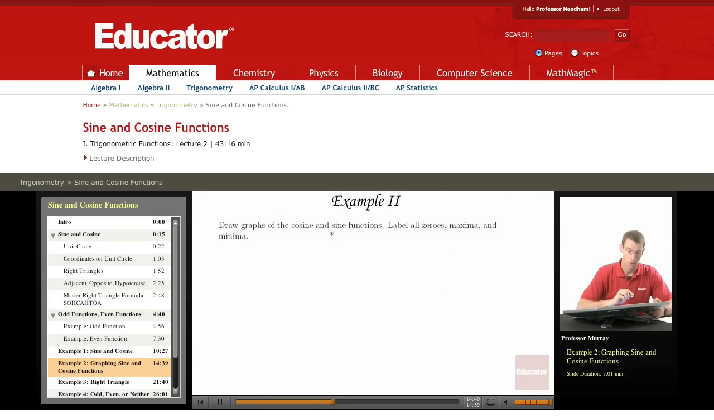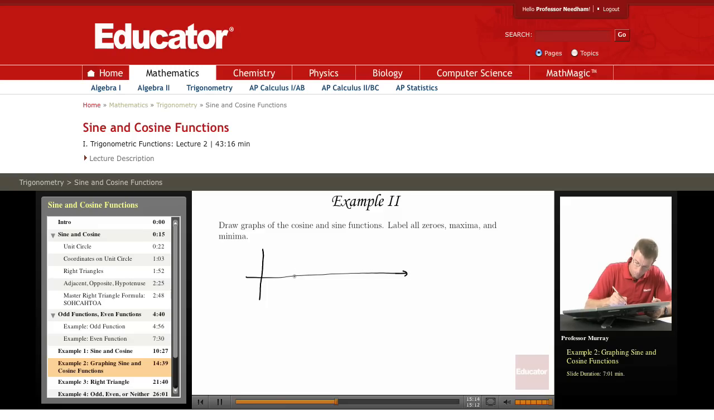In the next example, we're being asked to draw the graphs of the cosine and the sine function. So let's remember what those values are, and we're going to label all the zeros and the maxima and the minima of these functions. So let me set up some axes here. And I'm going to label my x-axis in terms of multiples of pi. And the reason I'm going to do that is because we're talking about cosines and sines of multiples of pi. So we're really talking about radians here.